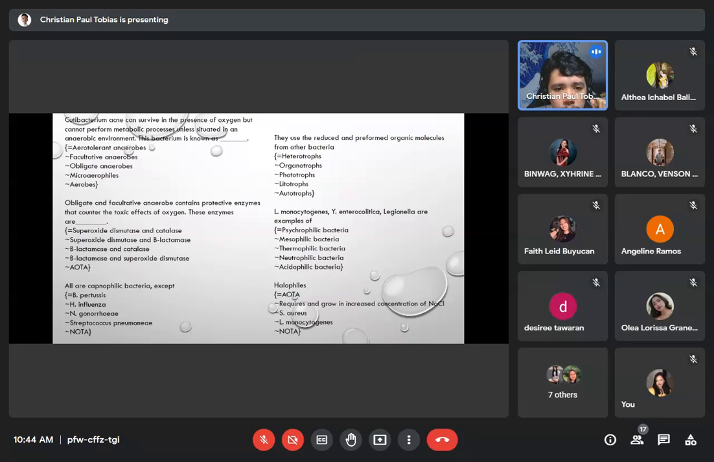They use the reduced and preformed organic molecules from other bacteria, yung heterotrophs. Pag organotrophs, by definition, these require organic substance for growth. Yung phototrophs naman, or photosynthesis, uses light as energy source. Pag lithotrophs, reduced inorganic naman, so inorganic molecule for their biosynthesis. And we say autotrophs, so carbon dioxide as the only source of carbon.